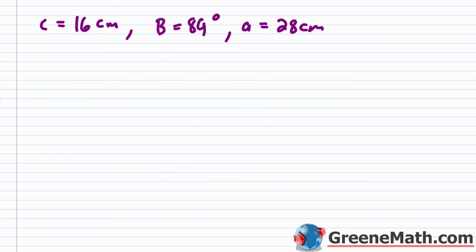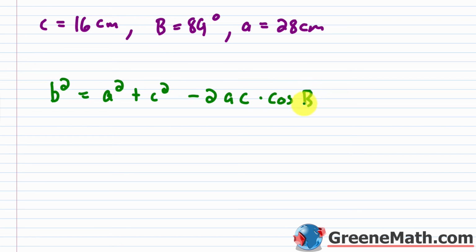So again, just use your law of cosines, very easy. So B squared is equal to, again, which ones are not involved? So it's going to be A and C. So A squared plus C squared, and then minus 2 times A times C times the cosine of this angle here, which is B, okay?